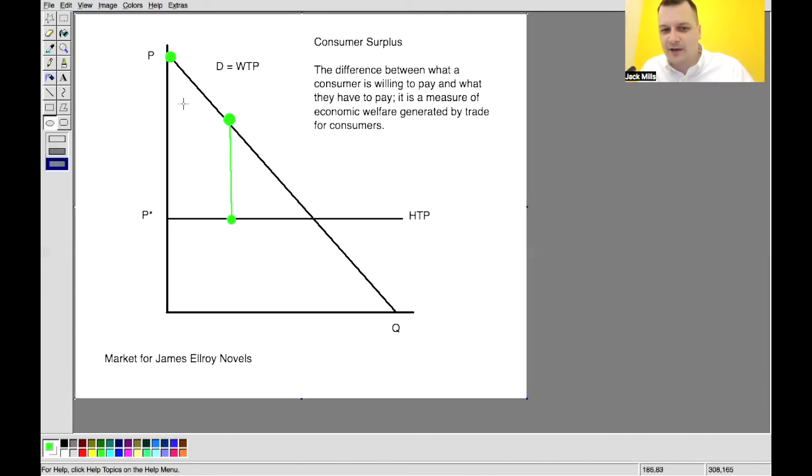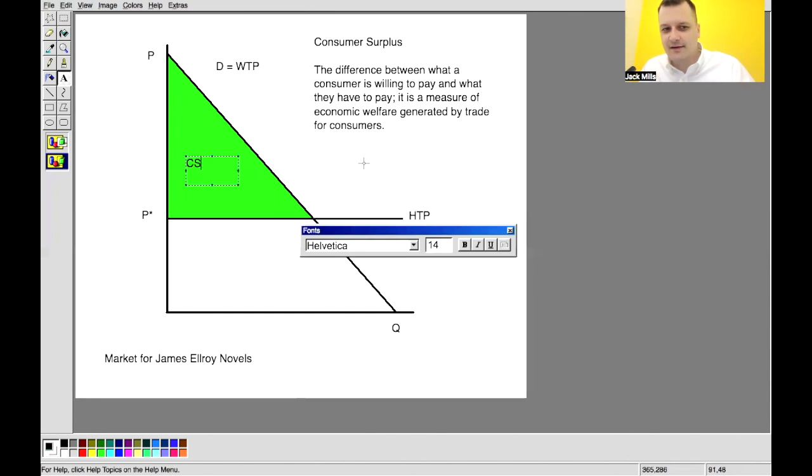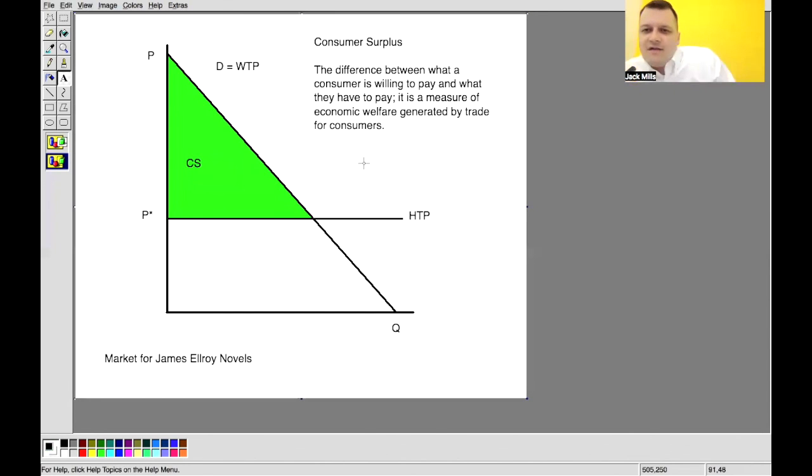And guess what? It's not just that amount. There's somebody who's willing to pay a lot because they really like James Ellroy. And then there's somebody who doesn't even care because they don't appreciate great American literature, and they only get a tiny little benefit. It's that difference. It's the bargain. And if you add all of those up, you're going to get a big green triangle, and I'm going to label it CS. Okay, easy peasy, lemon squeezy.